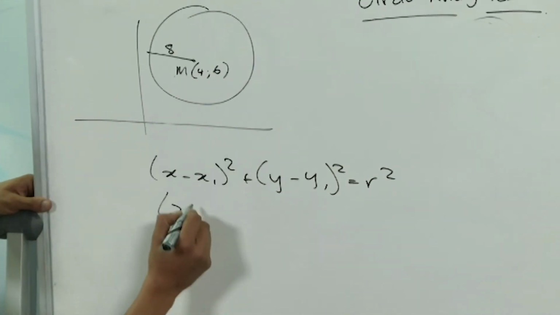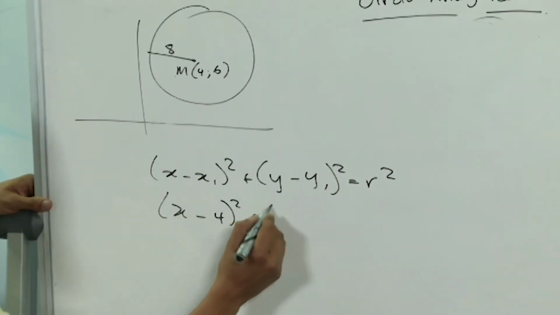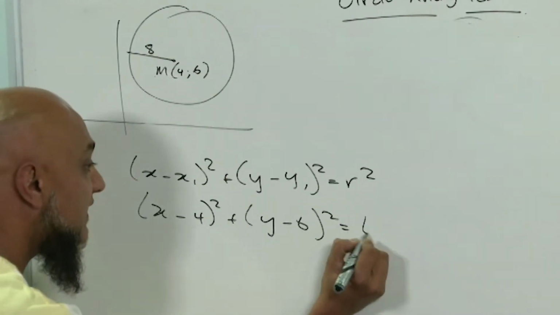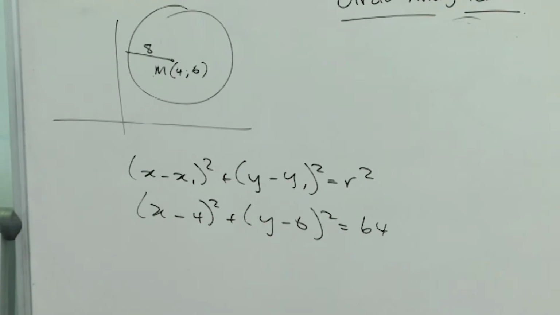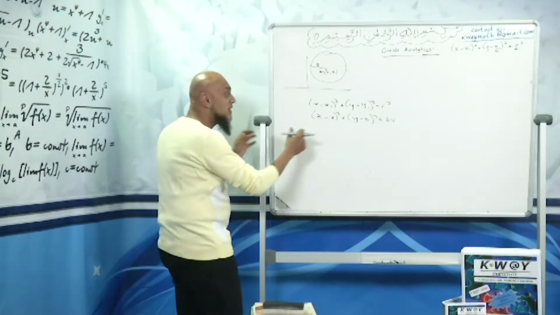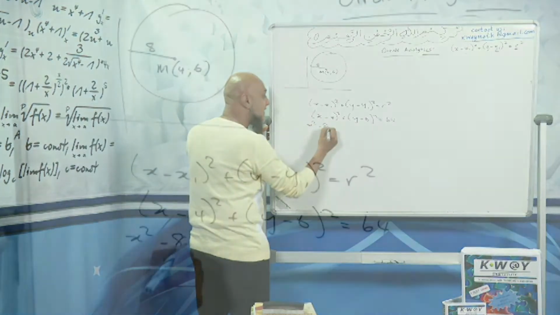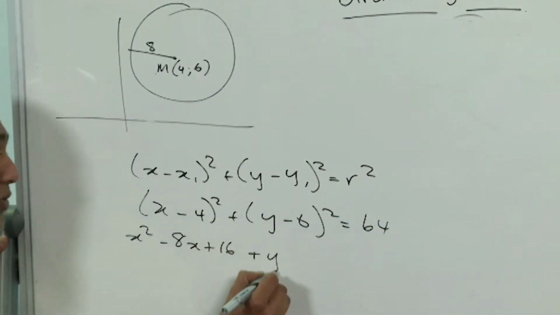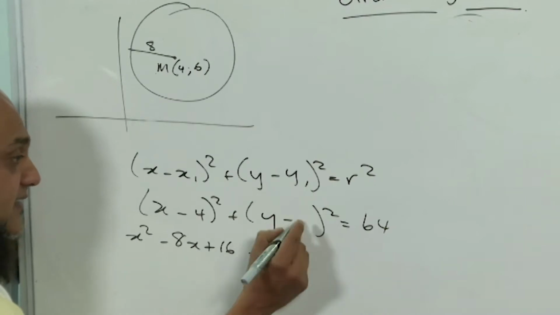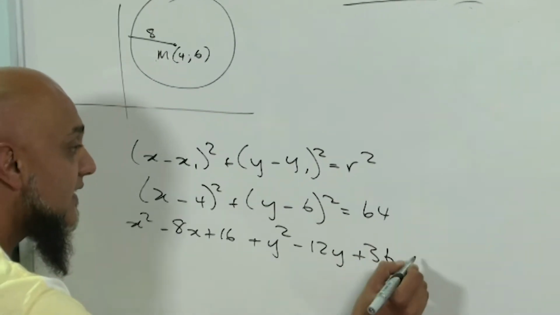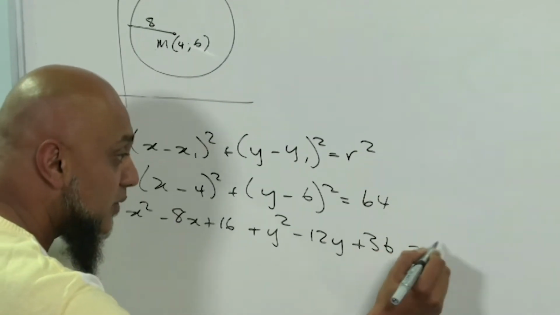So what do we have? We got (x minus 4) squared plus (y minus 6) squared is equal to r squared, 8 squared, which is equal to 64. If the question wanted you to get it into expanded form, how would you do that? x squared minus 4 times 2, minus 8x, plus 16, plus y squared, that's a 6, minus 6y times 2, minus 12y, plus 36 is equal to 64.